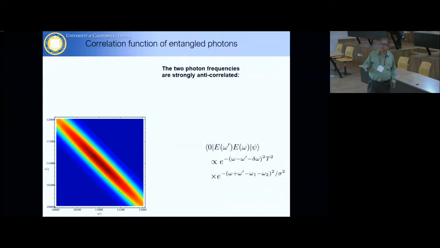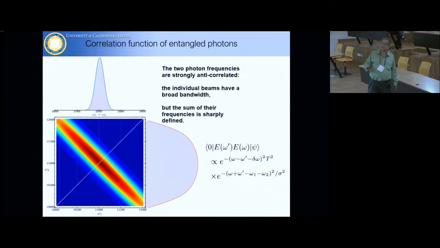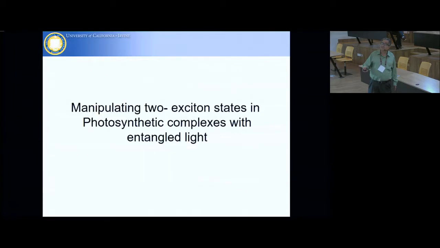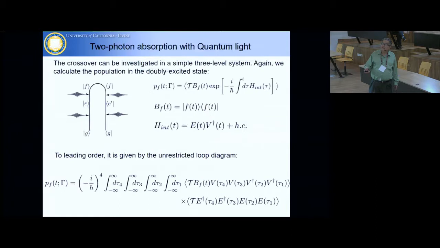So, okay, this is just, first of all, another way to see it. This is the omega 1, omega 2 distribution. So omega 1 plus omega 2 is narrow, omega 1 minus omega 2 is broad. So let's calculate the following. Let's take an excitonic system where you have many two-level systems that are coupled, and you get exciton states.